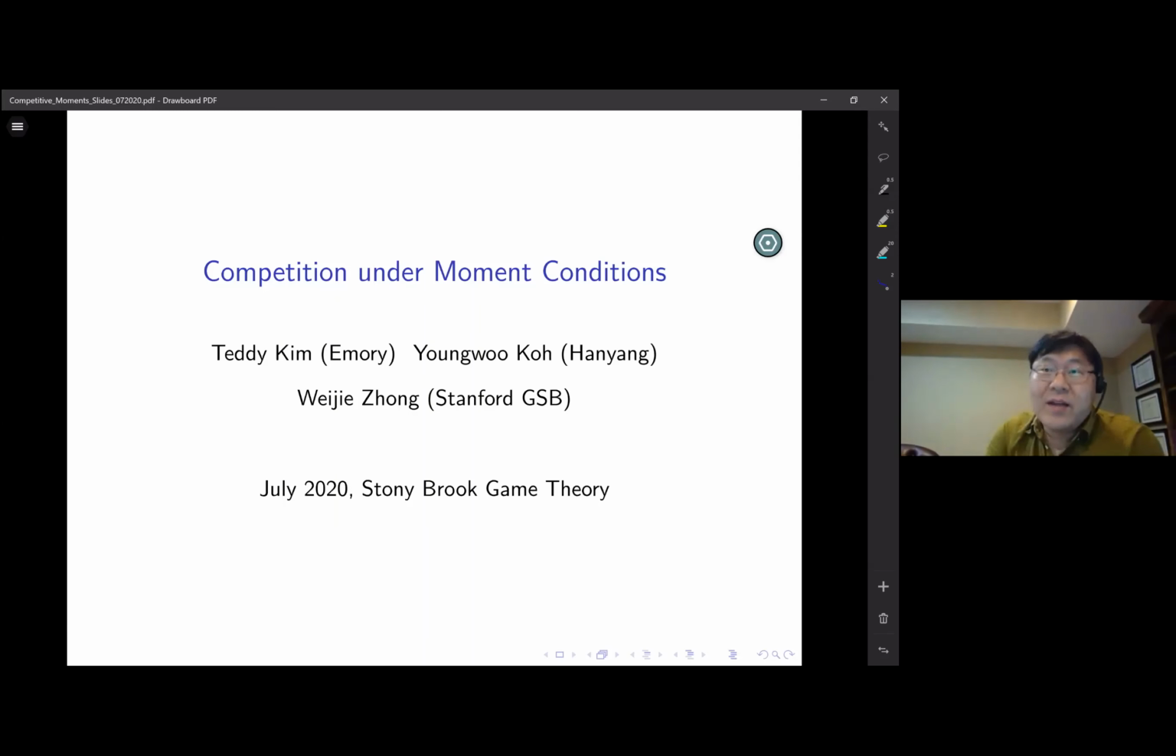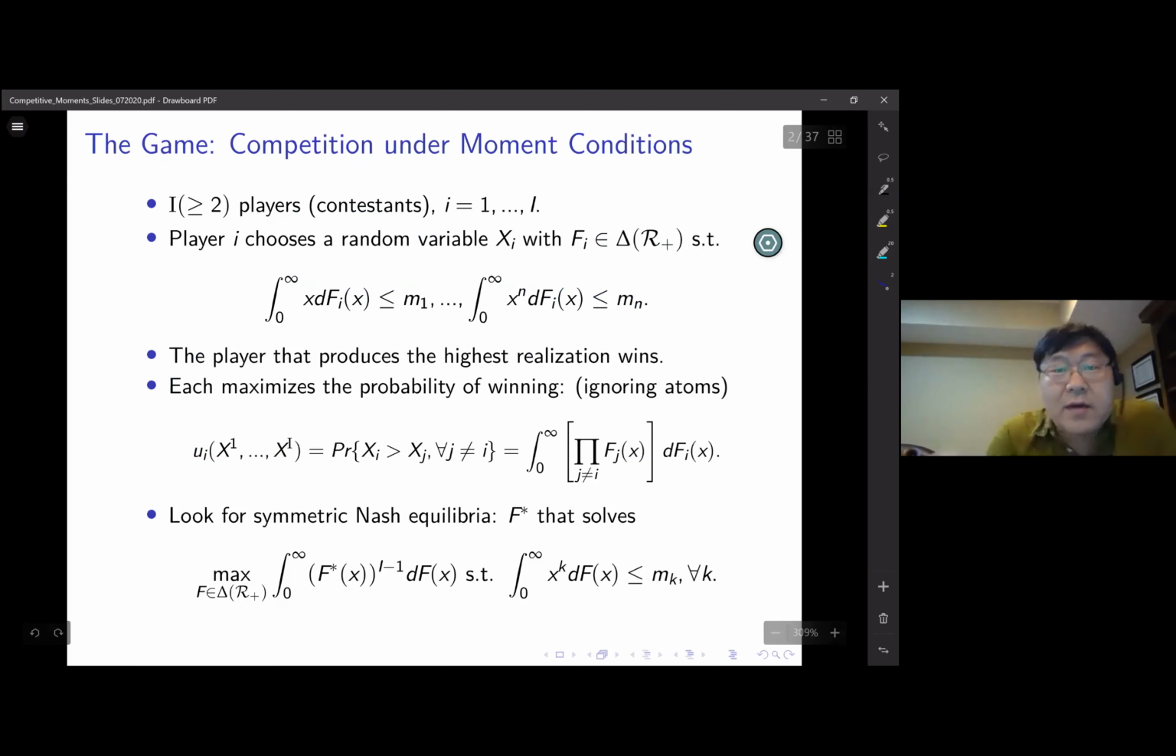All right, so in this paper we actually study a really simple game. This is a static complete information game, and we are only going after the Nash equilibrium. Let me just begin by telling you what the game is. All right, so there are I players.